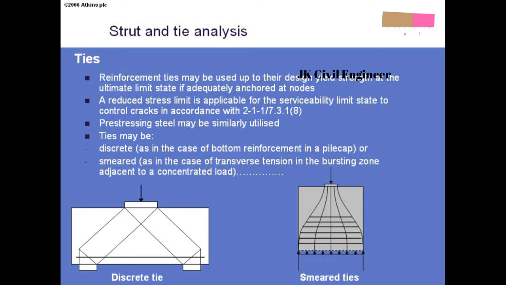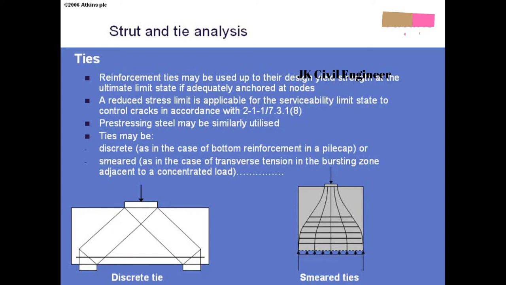The Eurocode talks about two different types of ties, discrete ties and smeared ties. A discrete tie is basically where you put the reinforcement down precisely at the location of where you've idealized the tie in your analysis. So if you've got something like this situation here, a deep beam, or that might be a pile cap base, and we've drawn out our strut tie analogy or model like this, and we've got a tie at the bottom there, if we put our reinforcement basically at that location or very close to that location, then that's basically a discrete tie.